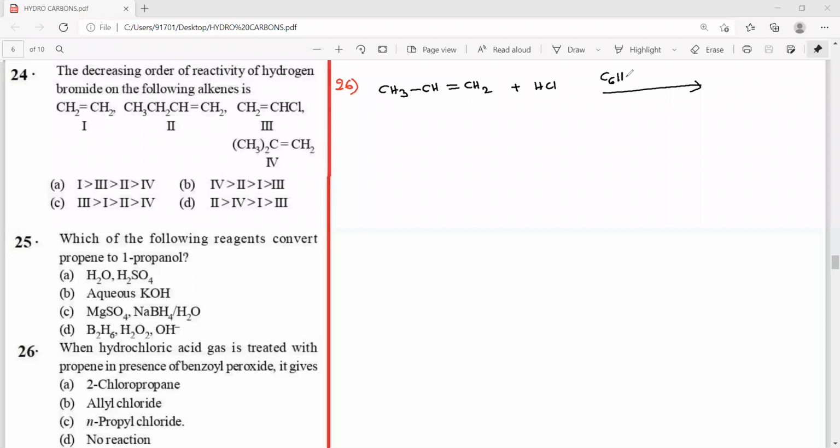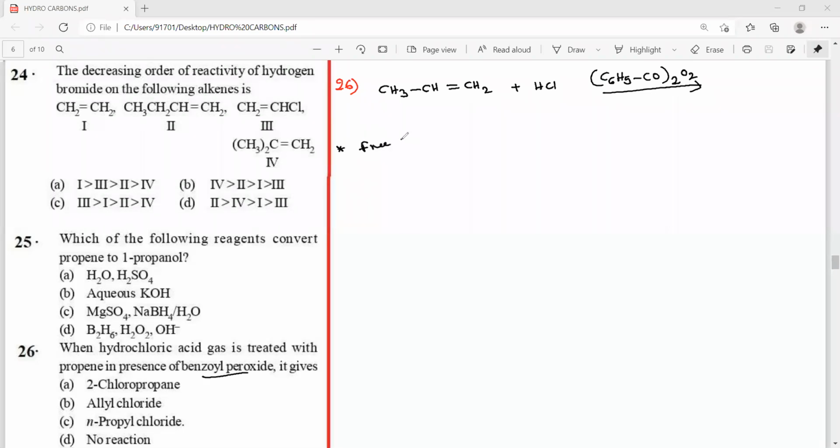Benzoyl peroxide means C6H5CO twice O2 is known as benzoyl peroxide. Peroxides are present means what we need to think? We have to think free radical addition reaction or anti-Markovnikov addition reaction. But is this a free radical addition reaction or anti-Markovnikov addition reaction?